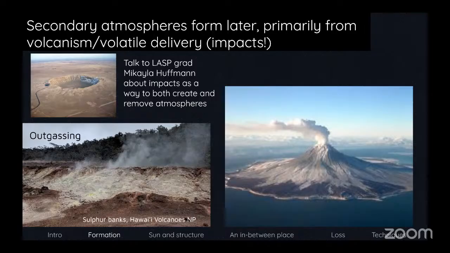Another possible way to get stuff into these secondary atmospheres is through volatile delivery from comets. So this is just like impacts.